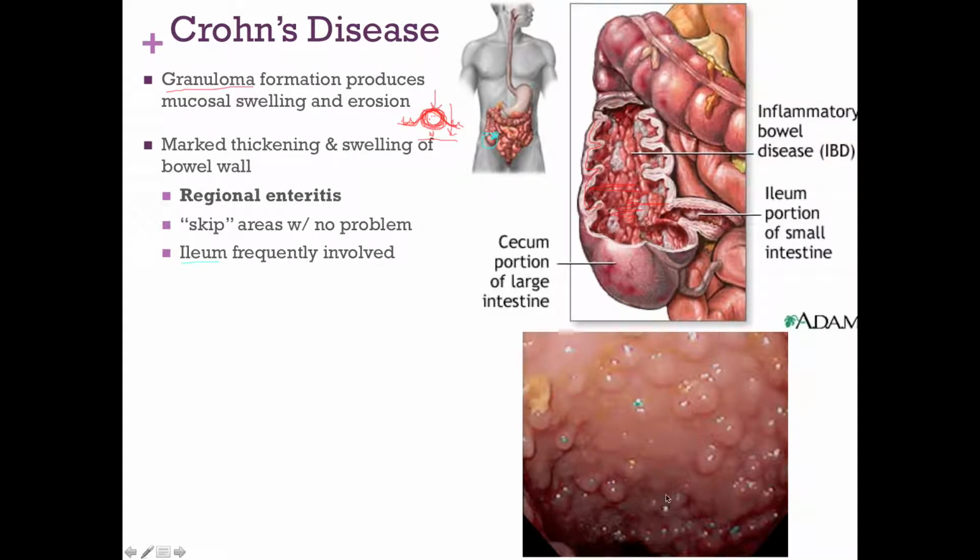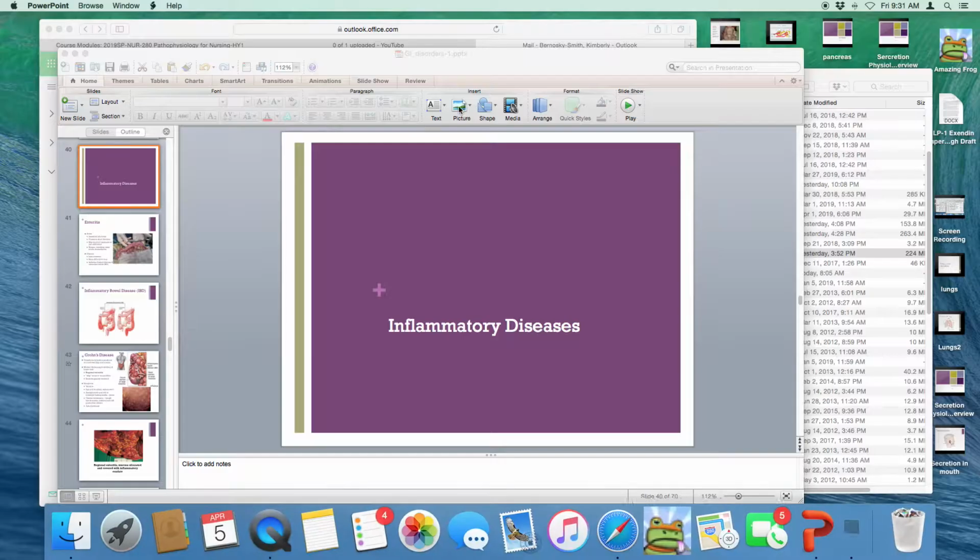So here, if somebody had a colonoscopy, so you're looking inside the colon, and what you're seeing are these little granulomas. So again, inside of them are epithelioid cells.